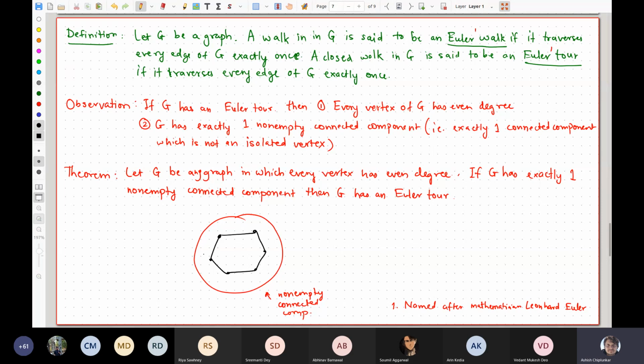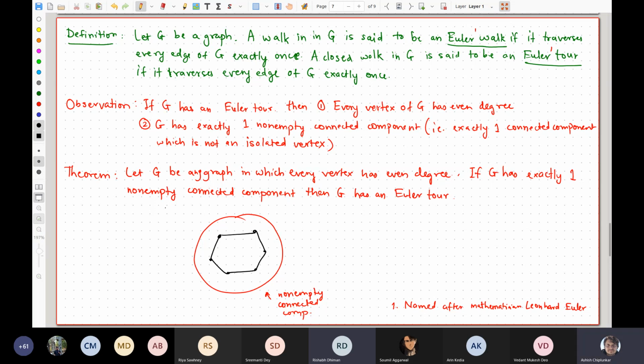Suppose I remove this cycle from the graph. I take this connected component, I have figured out that it has a cycle. I found one cycle, and I removed this cycle. What kind of graph will I get? Yeah, Rishabh. You would get a smaller graph with even degree, but connectedness would be an issue.